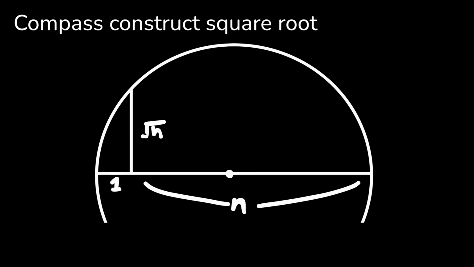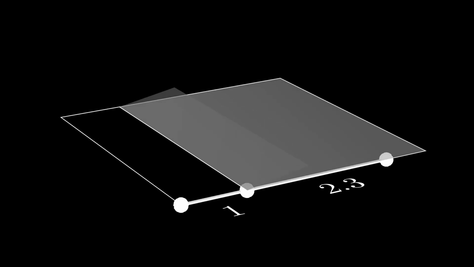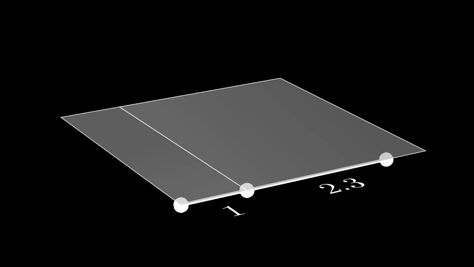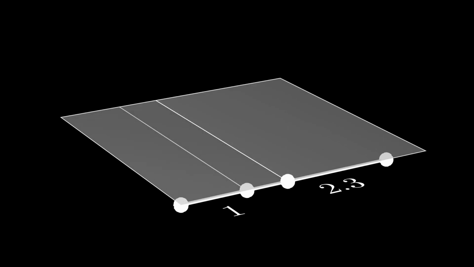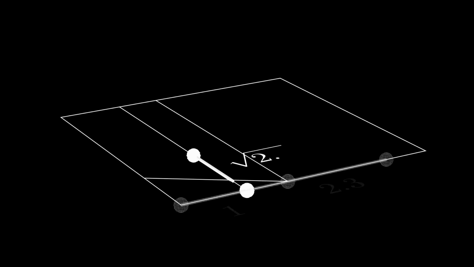Because it's easy to do this with compass and straight edge, it's also easy with paper folding. Just use the same method. Take the square root of 2.3 for example. First, mark 1 unit and 2.3 on the edge of the paper. Fold on point 1 so the crease is perpendicular to the edge. Fold it in half so it bisects the segment. Finally, fold the left segment so the corner lies on the vertical crease. The height where the final point lands is the square root of 2.3.